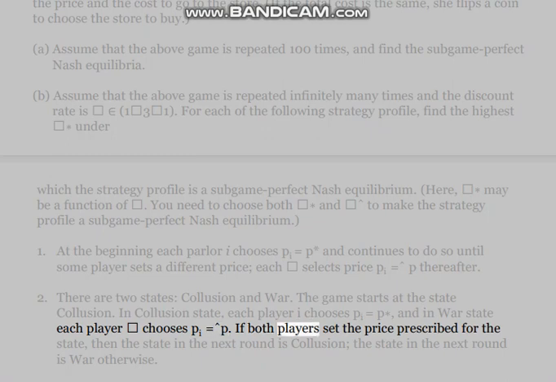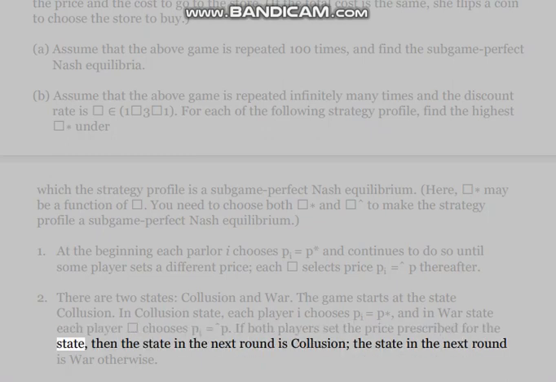If both players set the price prescribed for the state, then the state in the next round is collusion. The state in the next round is war otherwise. 1. Bonus, in part. 2. Assume that p is greater than or equal to 0, but war can last multiple periods. State such a strategy profile formally and answer the above question for such a strategy profile.